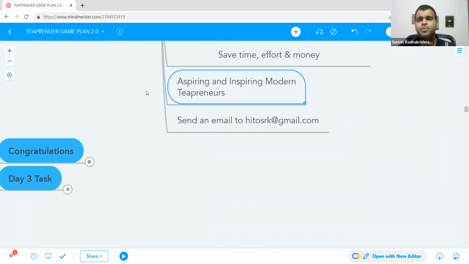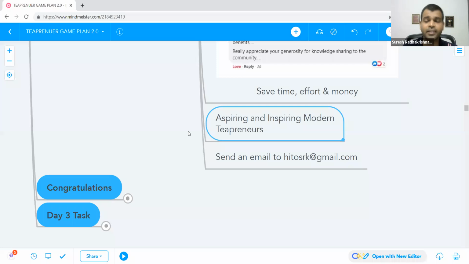For aspiring and inspiring modern teapreneurs, if you've already started, then definitely there are a lot of things that you need to learn. If you intend to start, yes, there is way more to learn. So it's not just for people who intend to start. People who are already into business, it's going to be the right thing to scale to multiple outlets and make it a profitable business.